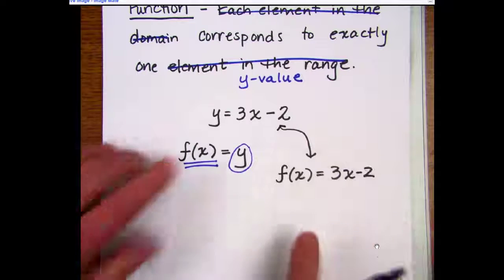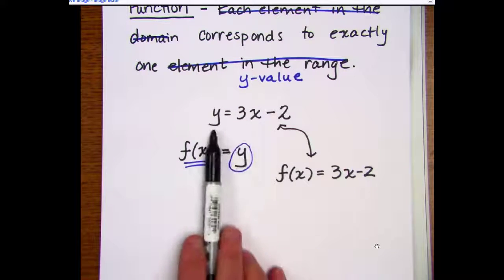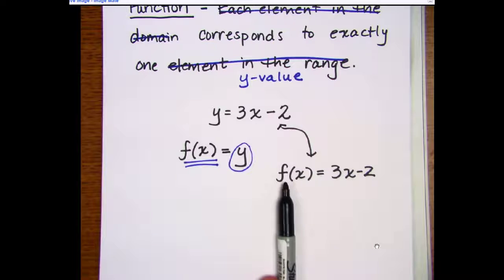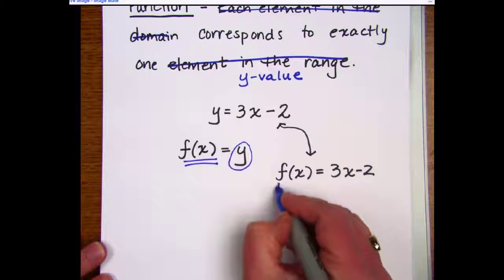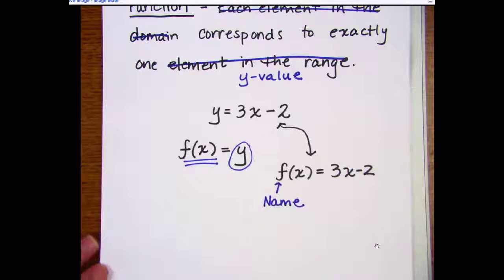Now, it's important to remember these are exactly the same thing. This is just expressed in terms of x and y, and this is expressed in terms of our function notation. So why do we move to function notation? To confuse students, of course. Just kidding. All right. Well, one of the advantages is I can now name my function. So out here, the f in front is its name.